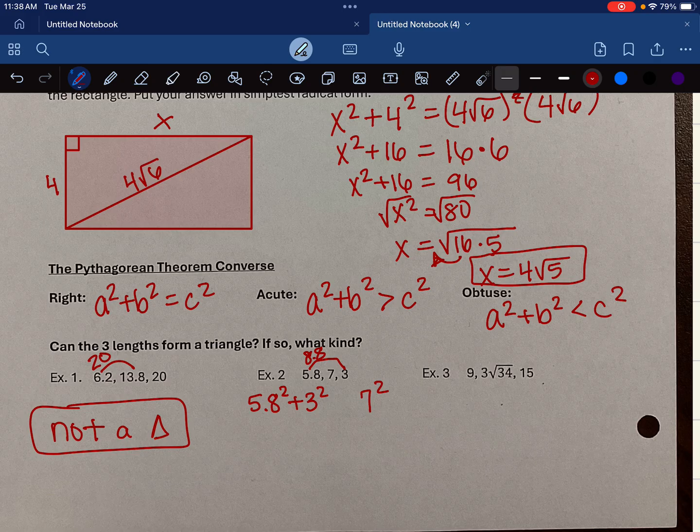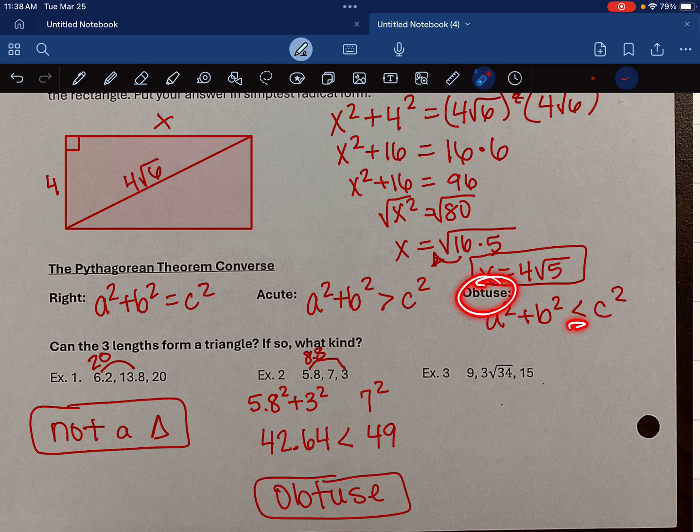Now, can you type that whole first part in your calculator? 5.8 squared plus 3 squared? Yes. Save yourself some time. What is 5.8 squared plus 3 squared? 42.64. And we should know 7 squared is 49. What type of symbol would I use here? Less than, greater than, or equal to? Less than. Okay. So if 42.64 is less than 49, what type of triangle would this be? Obtuse. Good. Right? Because up here we talked about obtuse, a squared plus b squared has to be less than c squared.